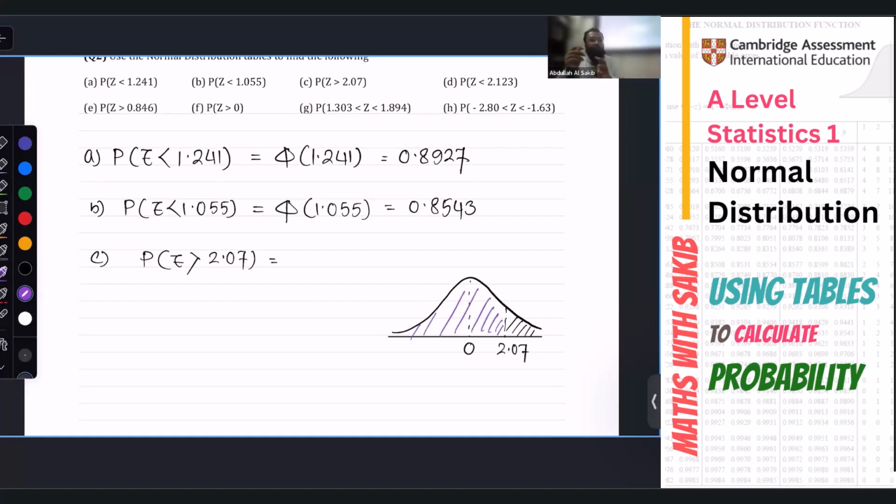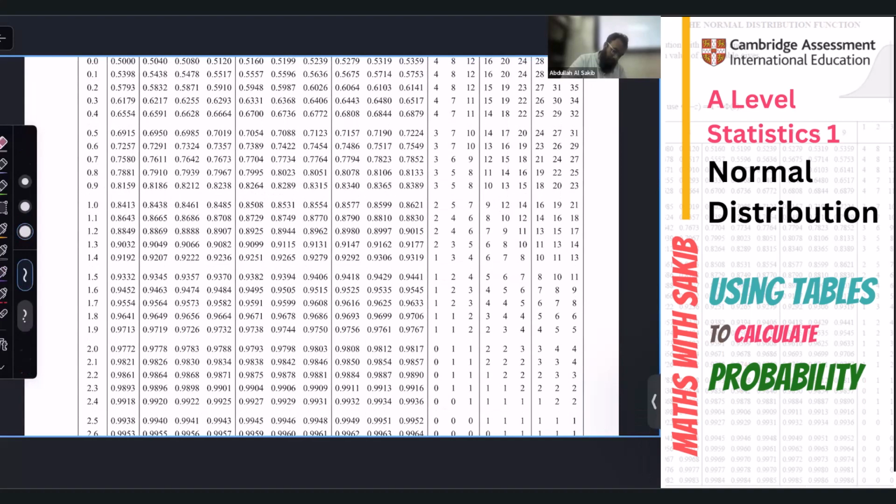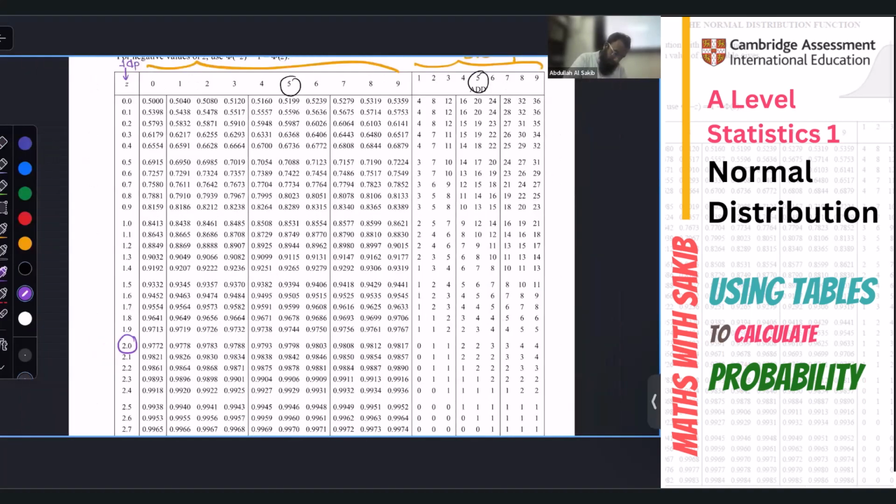What area do we have in the table? We have this area. So how to find the black area, this one? Clear? Because we know in the normal distribution curve, the total area is 1. So we can write 1 minus phi of 2.07. Clear? Did you understand, Baba? Okay. So what's the answer? 1 minus phi of 2.07. So let's find the 2.07 first. This is my 2.0 and this is my 7.